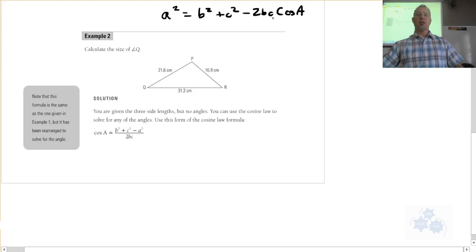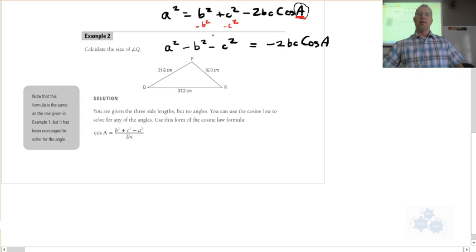Now, if we want to solve for an angle, we need to get cos A all by itself, which can look a little tricky, but let me show you what to do. Let's subtract b squared and subtract c squared. So we have a squared minus b squared minus c squared equals negative 2 times b times c times cos A. Okay, that's the first step, because these are gone and we've brought them over to the other side.